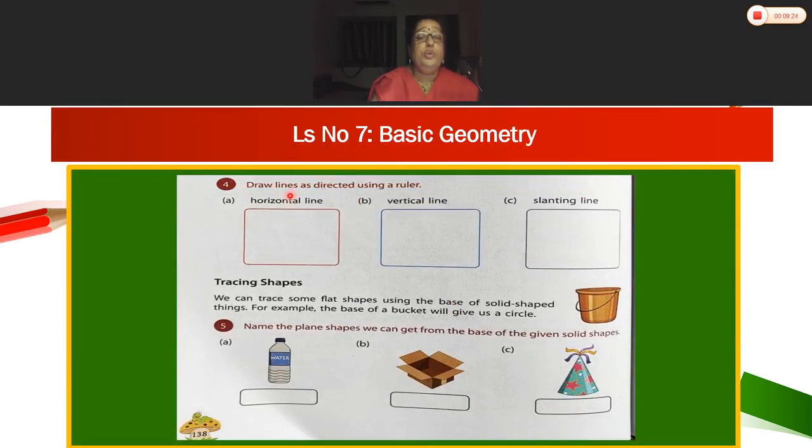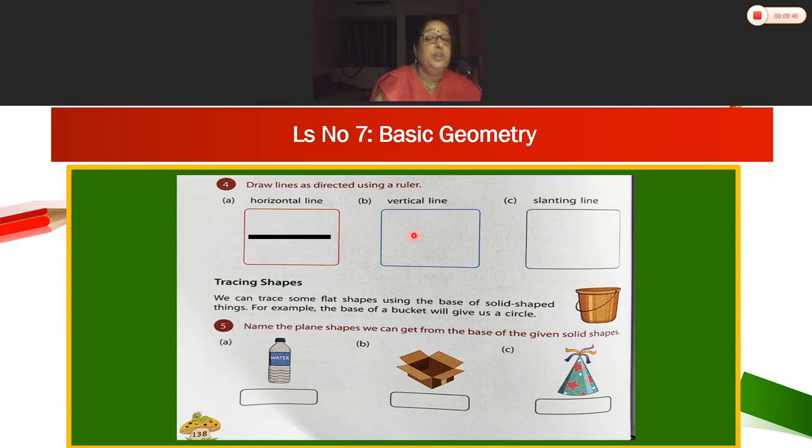Now we are going to draw the line. Draw lines as directed using a ruler. Now first we will draw a horizontal line. Okay, now see how to draw the horizontal line from one end to the other end. This is called the horizontal line. This is the blue color. Can you see children how to draw the horizontal line?